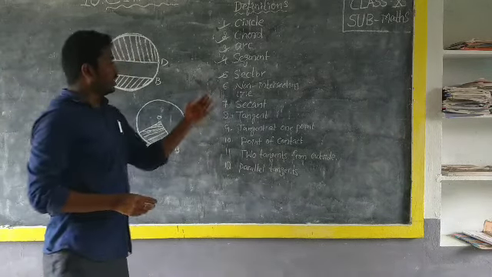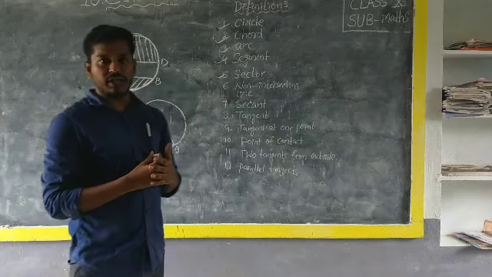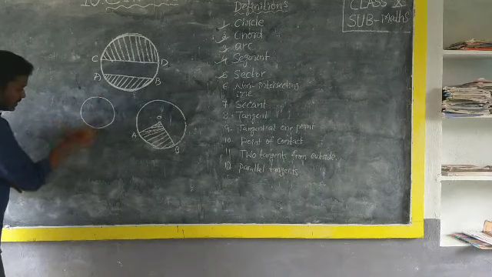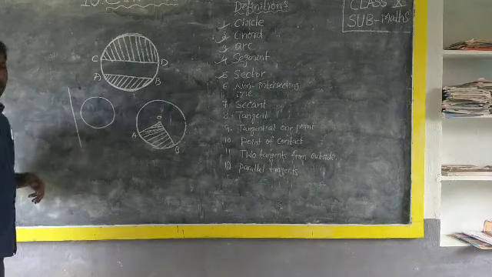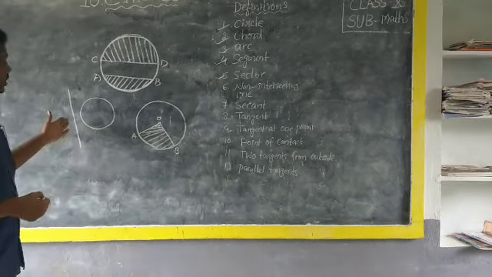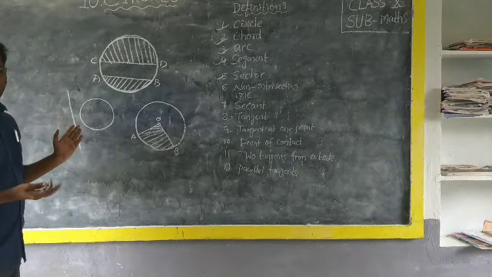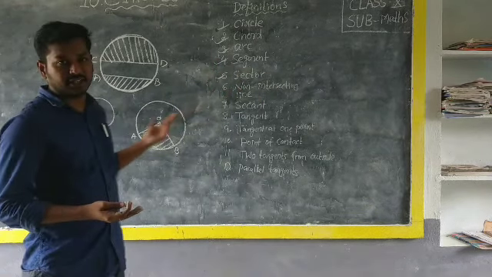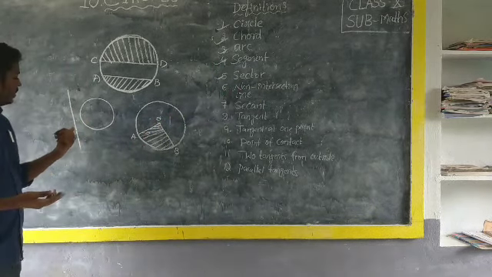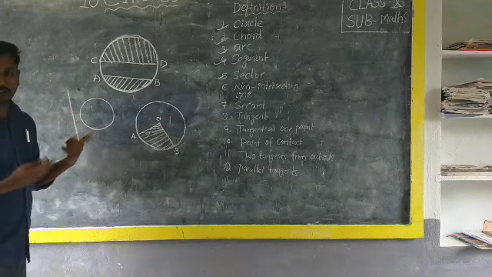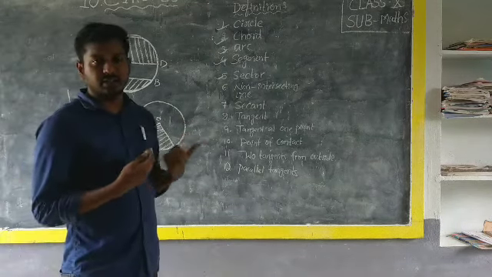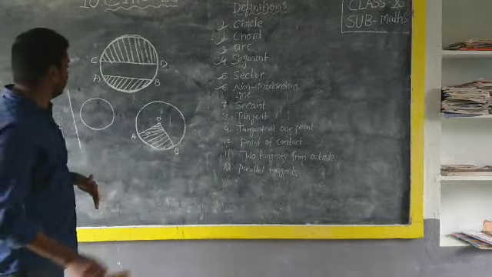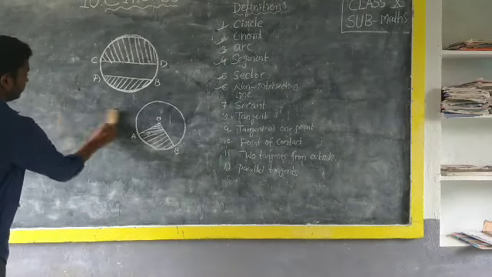Now, how to explain a non-intersecting line. We have to take one circle. Okay, this is the circle. Draw one line. If there is no contact between the circle and the line, then this line is called a non-intersecting line. Why? Because this line does not contact the circle.